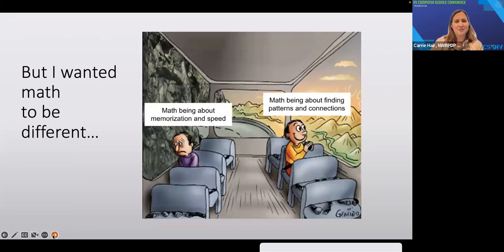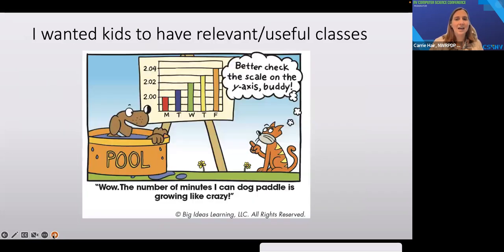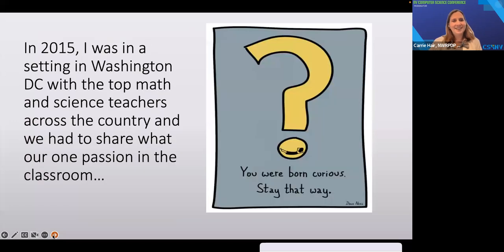Okay, so I really wanted to be different. I wanted math not to be about memorization and speed, but finding patterns and connections, and computer science fits so well with this idea. I also wanted kids to have relevant and useful classes. Not too many kids are ever going to have to factor a polynomial. A lot of students will interact with the computer at some point, whether it's just thinking about how it is working to honestly programming, although I did read an article that programs are going to go away in the next 5 years because we'll have AI that does it all for us. So that was an interesting read.